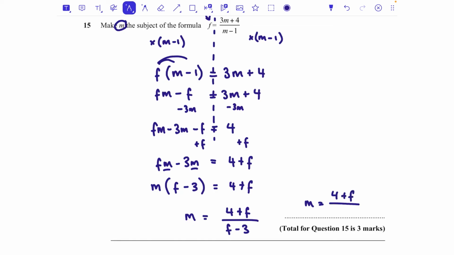Now you might have got everything negative. You might have gone the other way, and that would be okay as well.